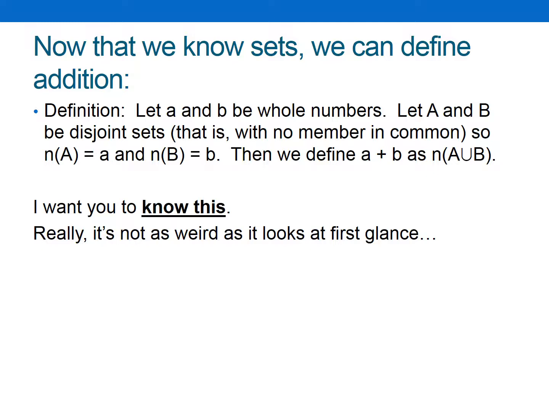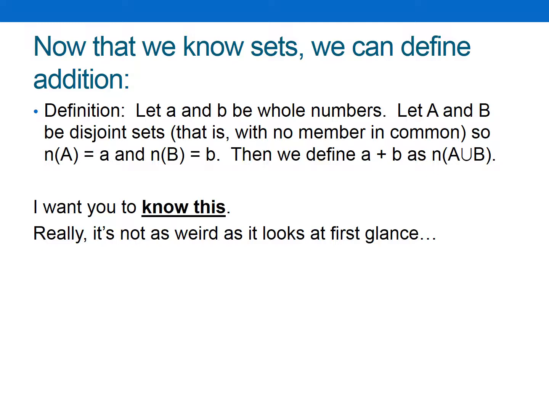And this is a scary definition, I know, but I really want you to learn it, and I'll explain it and hopefully it'll look a little better. So here's the definition. Let A and B be whole numbers, and let A and B be disjoint sets. That means that A intersect B is the empty set, but really it just means there's no member in common, so that big A has little a members and set big B has little b members. Then we define the sum of little a plus little b as the number of elements in A union B.